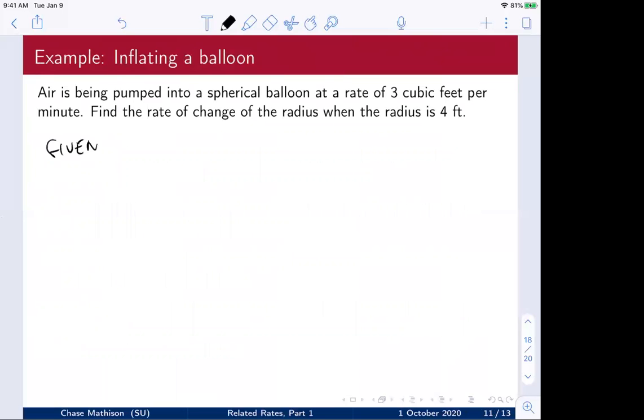Oh, you know what? I'm going to have to stop at a weird spot. Okay, we'll pick up this problem tomorrow. I'm going to draw the spherical balloon. Your homework, small homework problem, is make sure that you know the volume of a sphere for tomorrow.